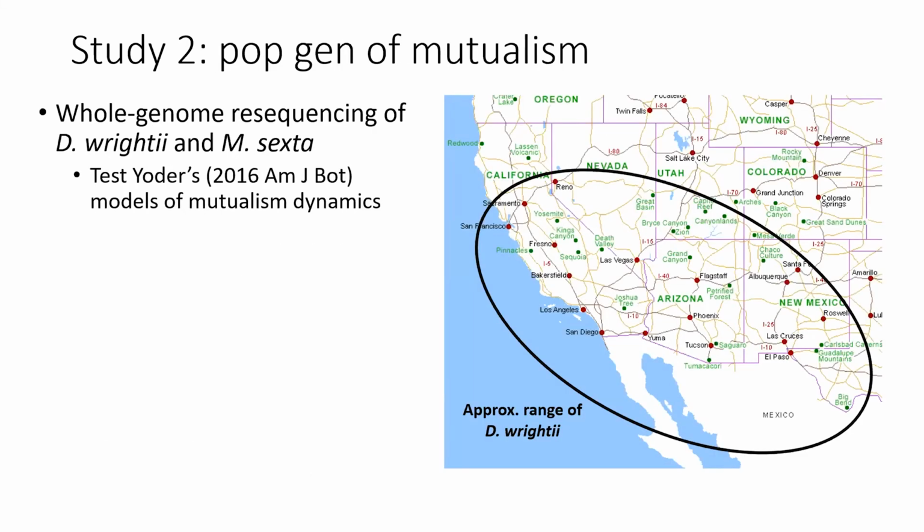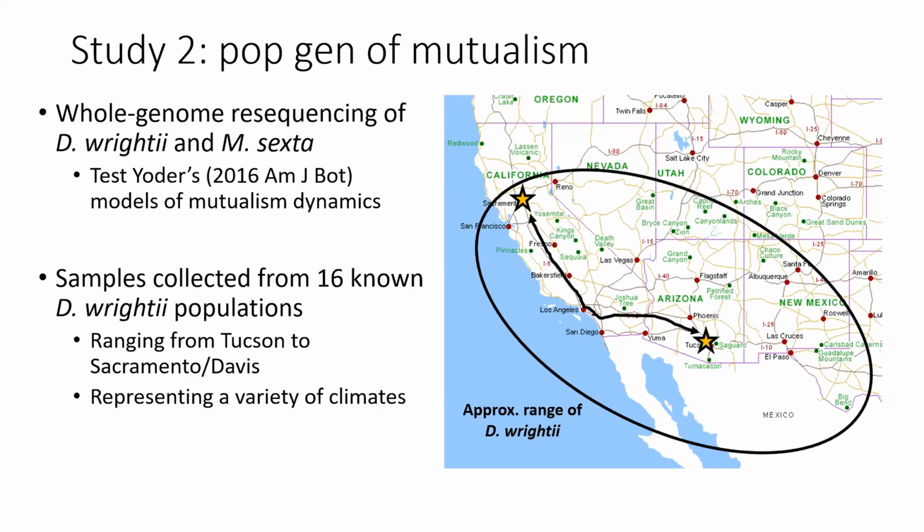And so my second study, the population genomics study that I mentioned, I'm going to be testing some of Jeremy Yoder's models of mutualism dynamics to see how they're playing out in the Datura-Manduca system. And so I'm going to, later this summer, collect both Datura and Manduca from 16 known Datura populations, ranging from Tucson to Sacramento. And these populations will represent a variety of climates.